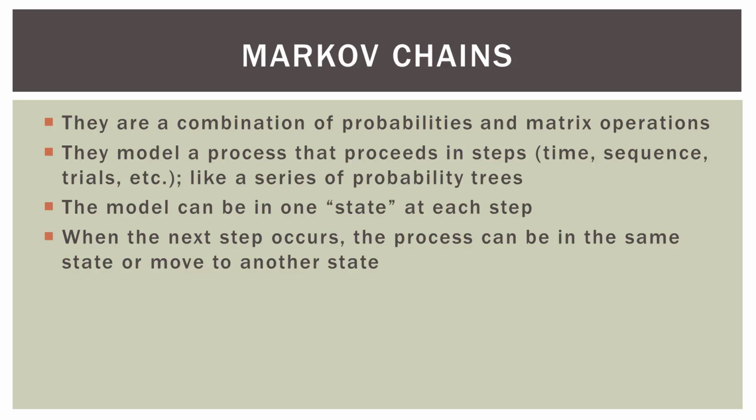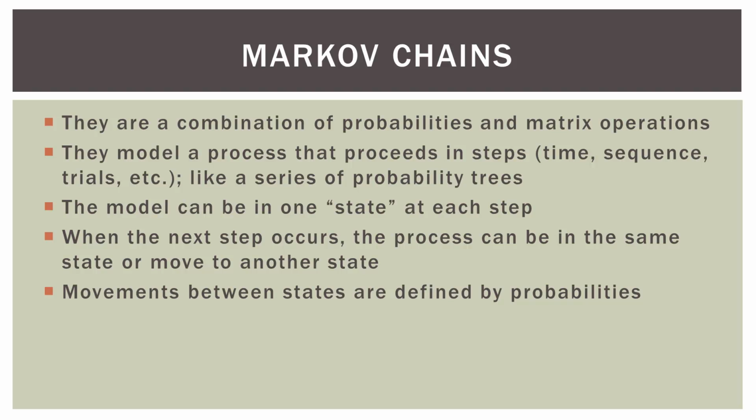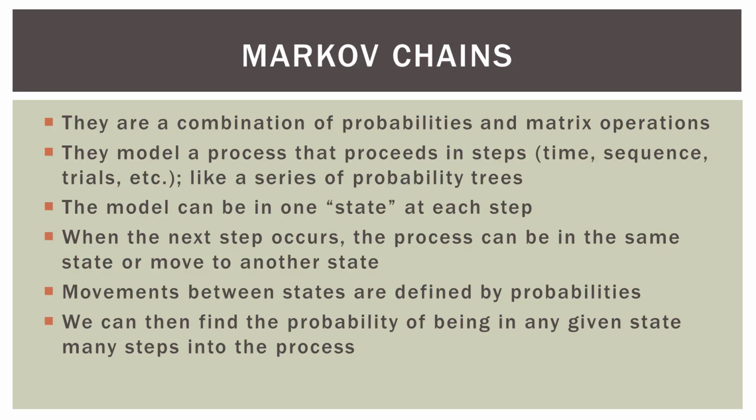When the next step occurs, the process can be in the same state or move to another state. So in our insurance example, if we're high risk now, we could be high risk next time or low risk, depending on our driving behavior the year before. In the basketball situation, if we miss the first shot, we could miss the second one or make it. So we would go on to a different state. Now, movements between states are defined by probabilities. And I think we've gone over that pretty well in these 2 examples. Just remember the probabilities out of a state into the next step have to equal 1.